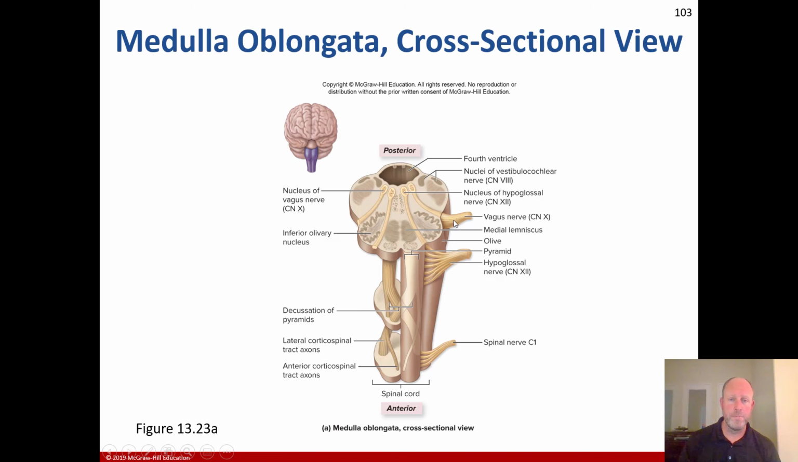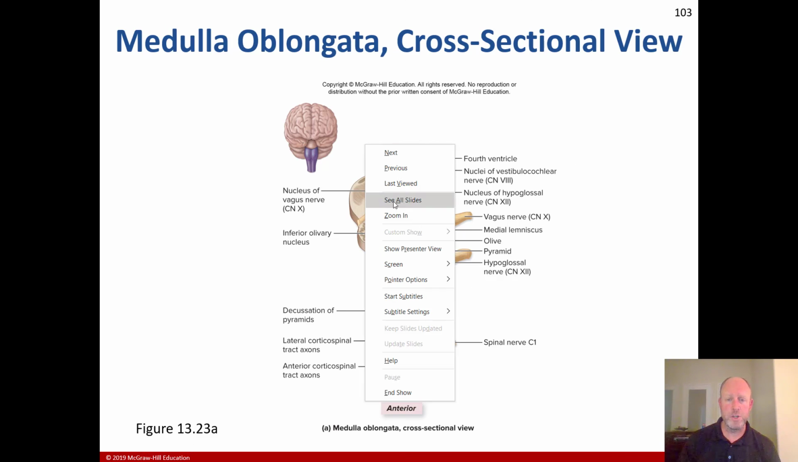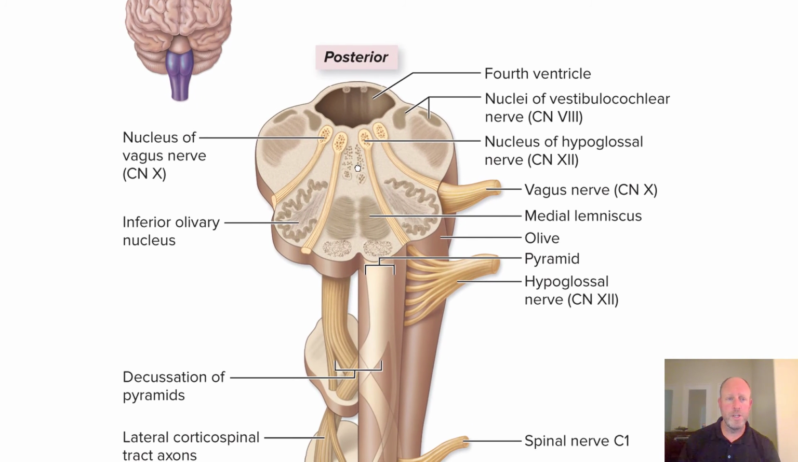So looking at our medulla oblongata in cross-sectional view, you'll need to know these. For the posterior view we have our fourth ventricle, the nuclei of the vestibulocochlear nerve, CN8, and then the nucleus of the hypoglossal nerve for CN12 here, and the nucleus of the vagus nerve, or CN10. Then we have our inferior olivary nucleus, the medial lemniscus, and the vagus nerve again here, CN10, projecting out. The olive, we have our pyramid, our hypoglossal nerve, again CN12 here.